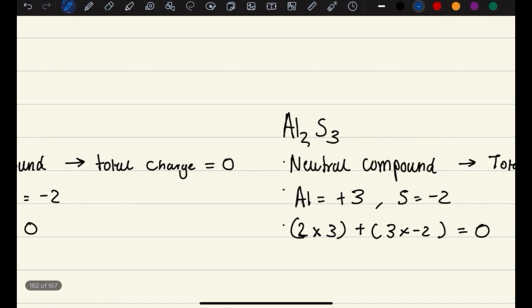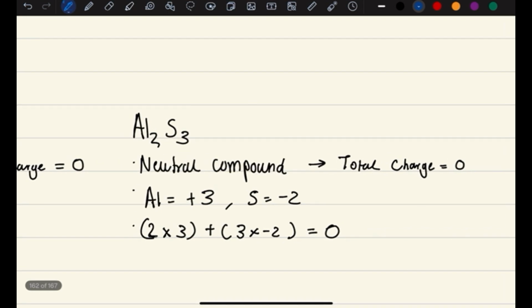I'm going to show you another example with aluminium sulfate. We've got a neutral compound, so the total charge should be 0. Aluminium is +3, sulfur is -2. Again, we're just thinking about what the charge is. If we break it down, it's an ionic compound, so we know the ions that are involved. It's an S2- and an Al3+. So just use that to your advantage.